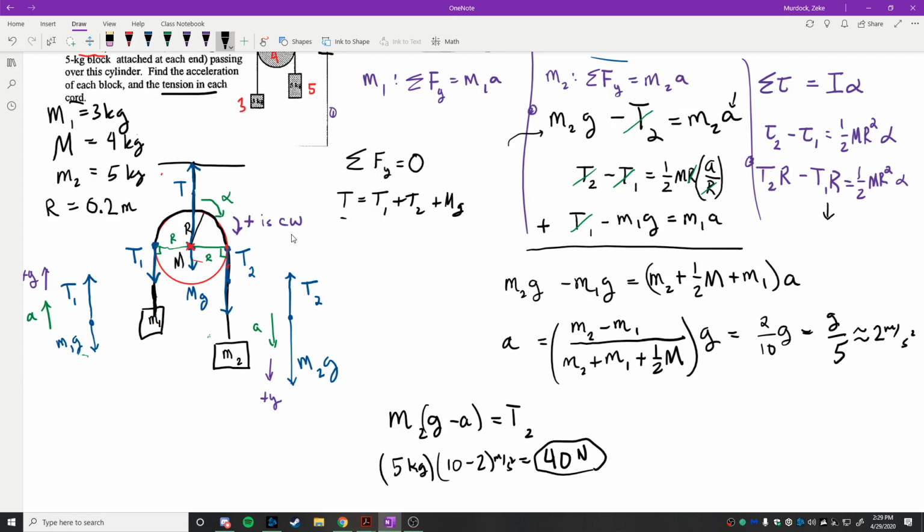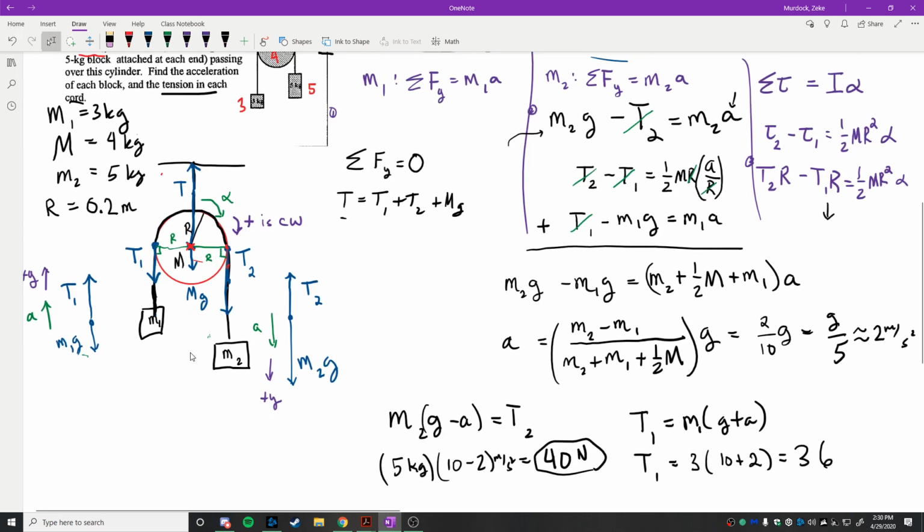And then from this equation, I think T1 is going to be equal to M1 times G plus A. T1 and M1 were together, right? So this would be G plus A, so 10 plus 2 is 12 times M1. This is 3, so it's basically 3 times 12. So that's 36 newtons. We wanted T1 to be less than T2, so this is good. Just making sure. So that's T1. Okay? That makes sense?